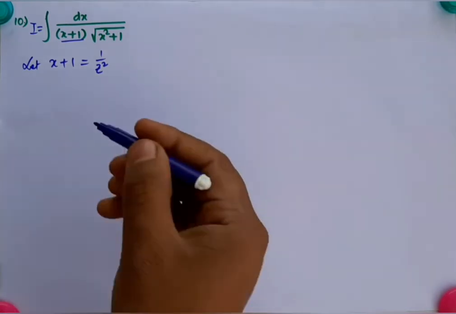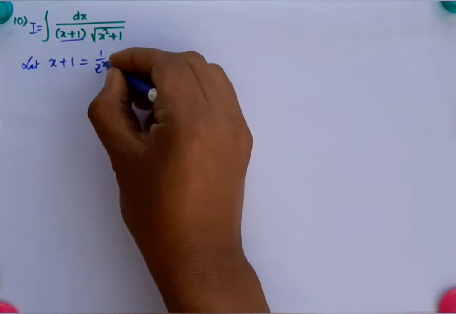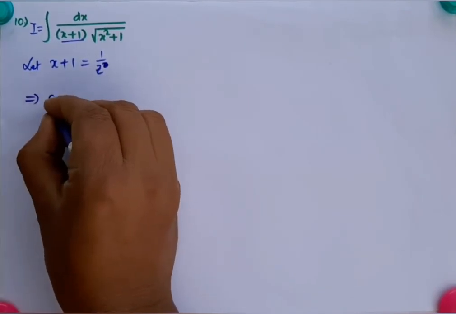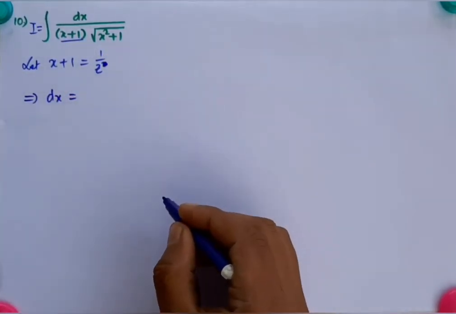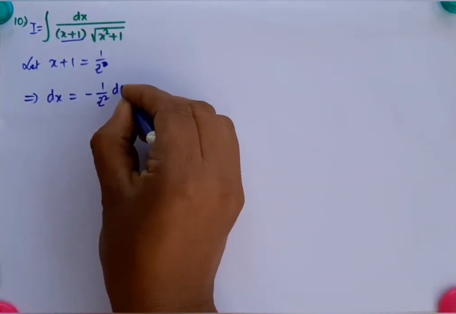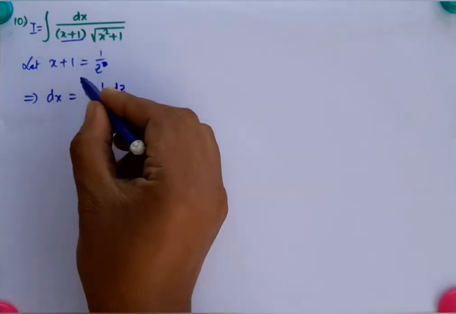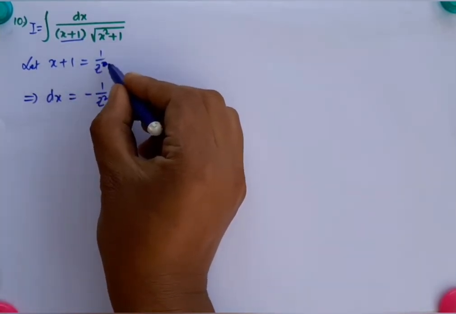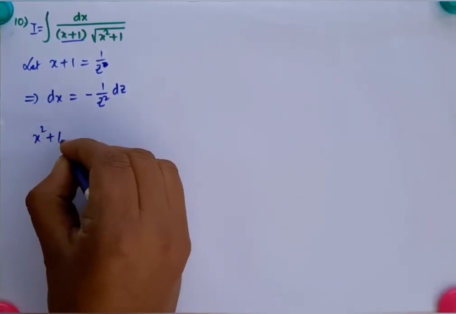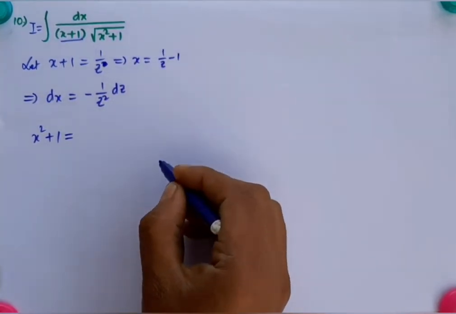Okay, now as you are substituting the value of x by z, I'm sorry, this is not z square, this is 1 by z. Now let's differentiate. If you differentiate, then you'll get dx equals to, differentiation of 1 by z will be minus 1 by z square dz. Now we found the value of dx, using x plus 1 equals to 1 by z. Now let's see what x square plus 1 will be. So what is x, in fact, from here? So x is 1 by z minus 1, isn't it?